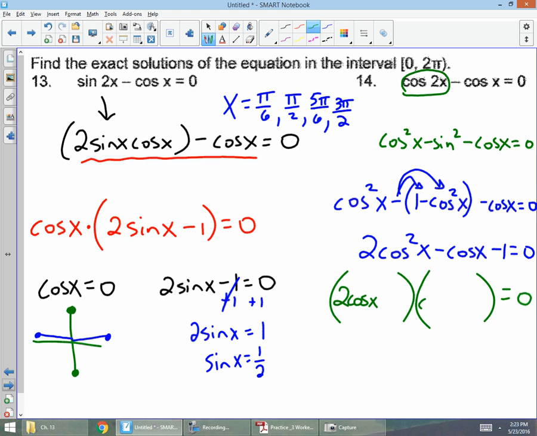2 cosine of x, 1 and 1. Okay, let's see if I can get my signs correct here. This should be a negative and a positive. Go ahead and check that with a quick FOIL. That gives me 2 cosine squared of x minus 2 cosine plus a cosine gives me the negative cosine x in the middle. And negative 1 and 1 multiplied make negative 1. So now we have it multiplied out. Each factor is glued together with multiplication, so we can set it equal to 0.